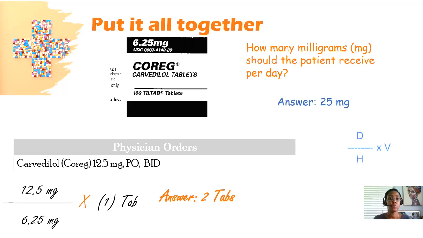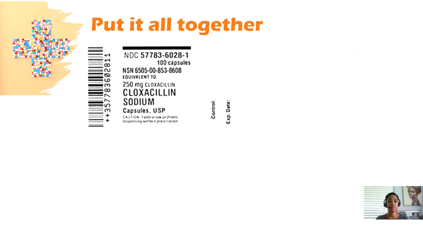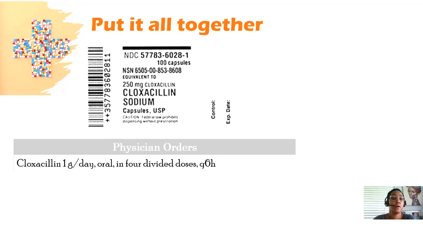12.5 times 2 would give you 25 milligrams for the whole day. Okay, all right, let's do one more practice. Cloxacillin, our order is the provider wants us to give 1 gram per day oral in 4 divided doses. So it's going to be given every 6 hours in 4 divided doses.